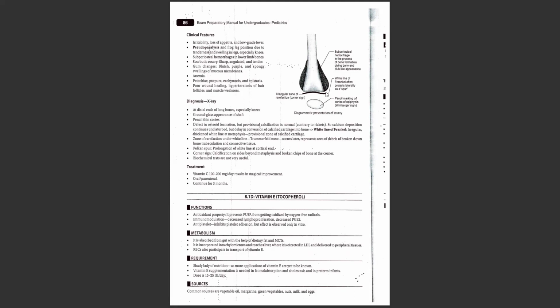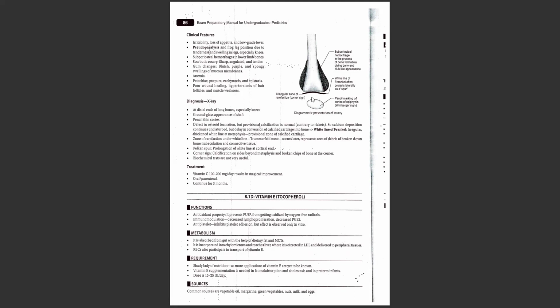The white line of Frankel is an irregular thickened white line at the metaphysis, the provisional zone of the calcified cartilage. Then we have the zone of rarefaction under the white line. Under the white line of Frankel, we have this triangular zone of rarefaction.